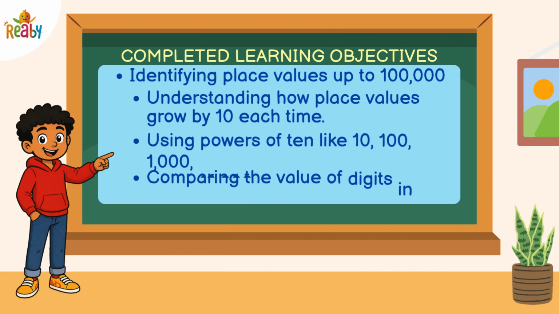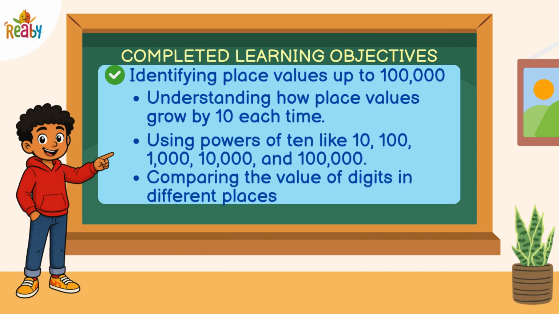Let's review what we learned today. You identified place values up to 100,000. You understood how place values grew by 10 each time. You used powers of 10 like 10, 100, 1,000, 10,000, and 100,000, and you compared the value of digits in different places. Great job completing all of the learning objectives.